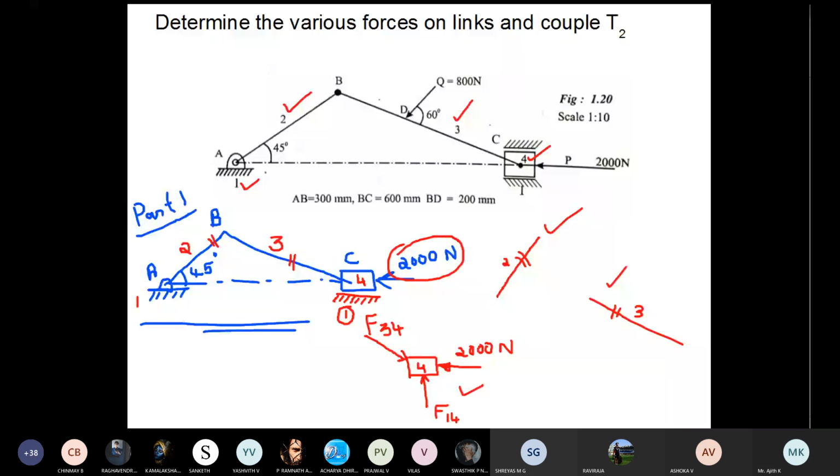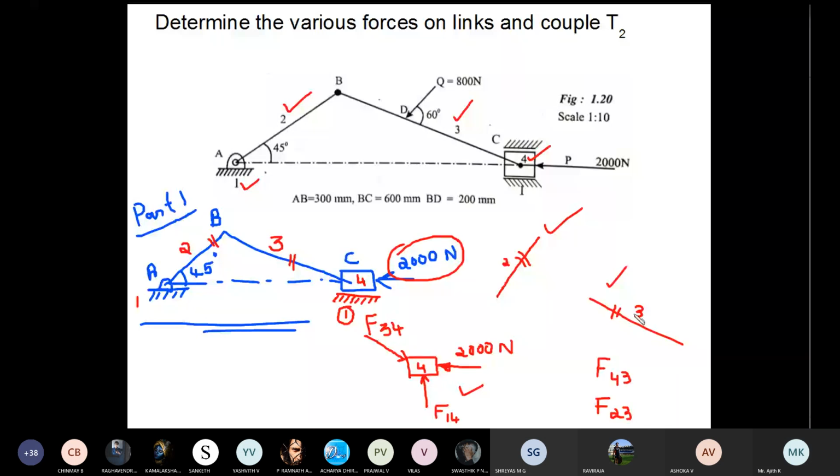After this, we'll move to link number 3. Which are the forces acting on link number 3? To identify that, link 3 is connected to link number 2. Link 3 is connected to link number 4. Therefore, two forces are: 4 will be applying force on 3, F43. 2 will be applying force on 3, that is F23. F43 and F23, these are the two forces acting on link number 3.